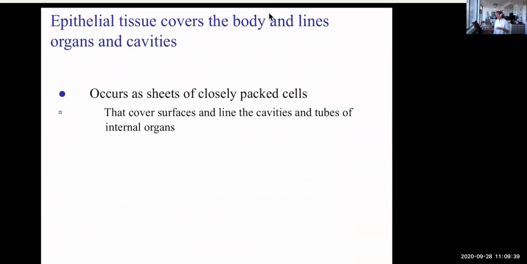So epithelial tissue is a lining tissue. It covers the body. It lines our organs and cavities. They're very closely packed cells, and you'll see why. They cover surfaces, they line cavities and tubes of internal organs because they are largely functional in exchange with the environment. And also, for example, your skin cells, which are epithelial, protect your body from pathogens and from water.